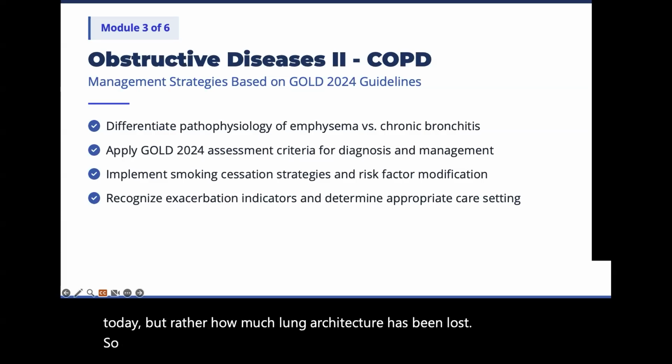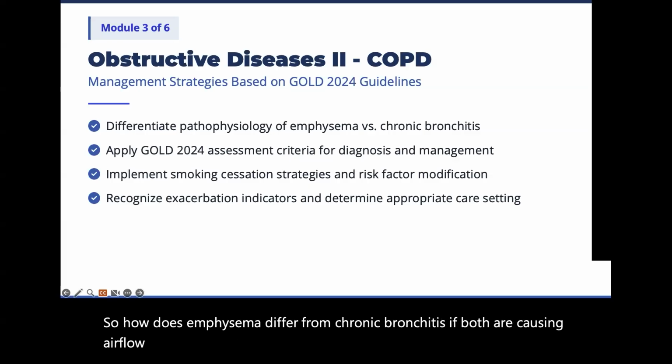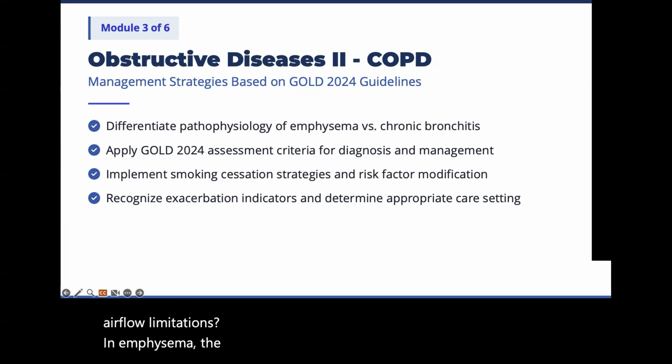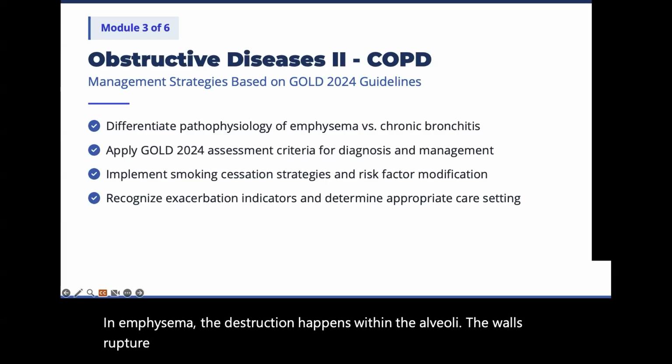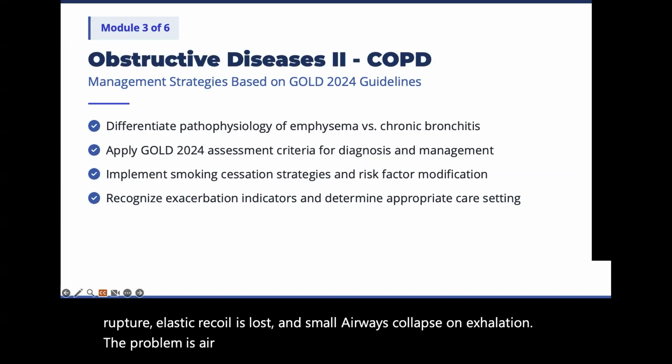So how does emphysema differ from chronic bronchitis if both are causing airflow limitations? Well, in emphysema, the destruction happens within the alveoli. The walls rupture, elastic recoil is lost, and small airways collapse on exhalation. The problem is air trapping in emphysema.